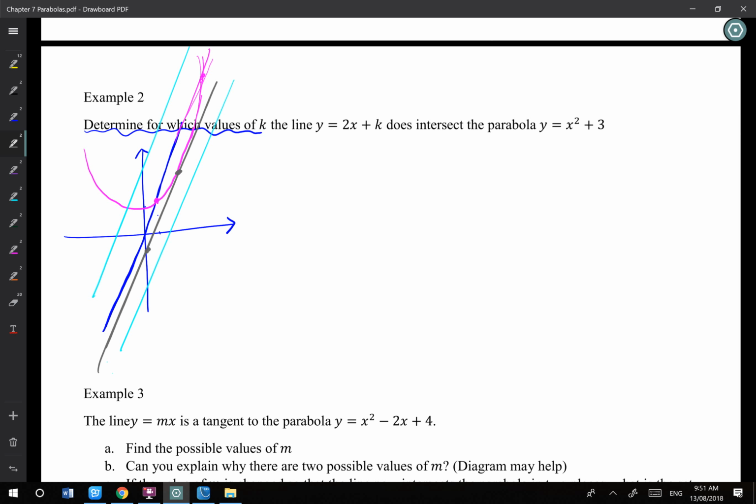So what we should do, well, this is an explanation of what's going on here. We do the first step: equalize them. 2x plus k, I don't know what k is, but k is a number, a value, equals x squared plus 3.